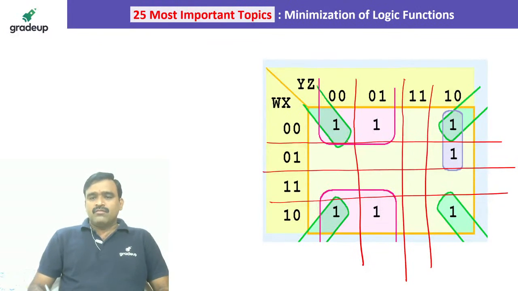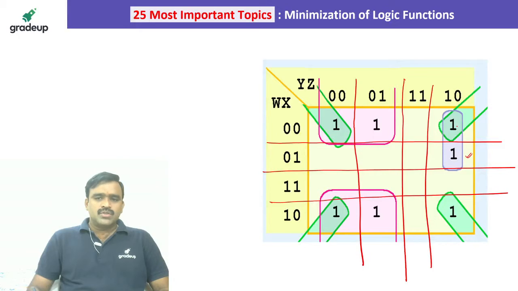Green color are 4 corner ones. 4 corner ones are adjacent. And top 2 ones, light pink color. Top 2 ones, bottom 2 ones. So that is one quad. And these 2 ones, actually this is the only one. So this is adjacent to this, that has been combined.